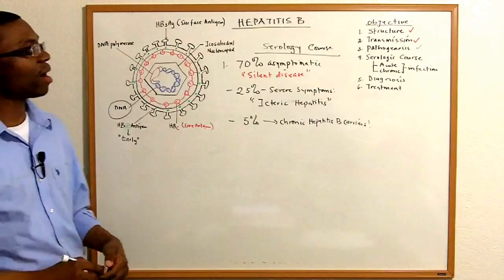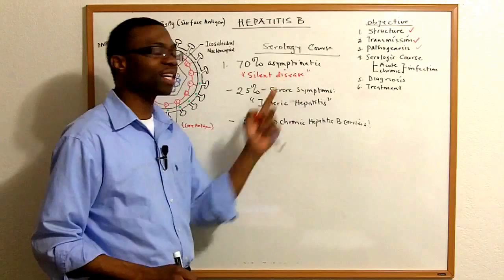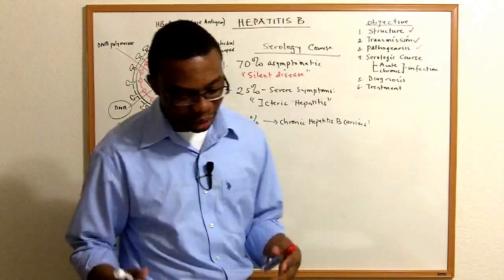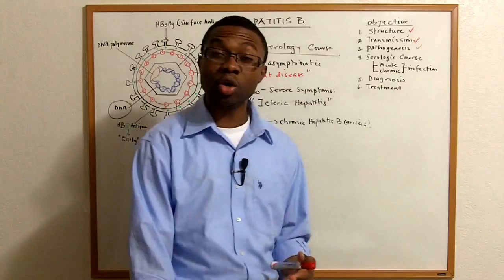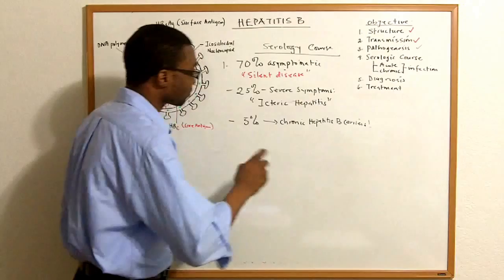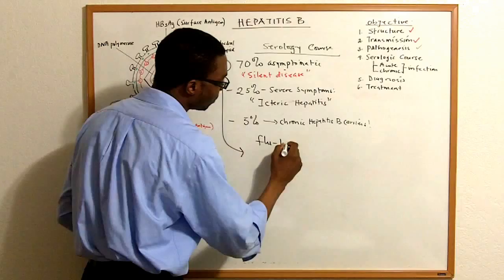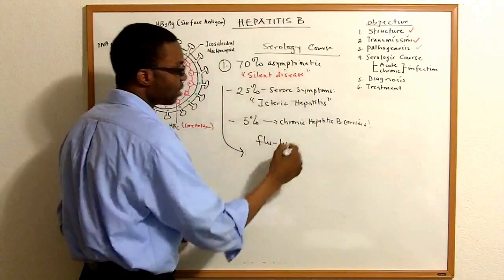Now let's talk about what the symptoms are. When I say 70% of patients that get infected might not know that they have the disease, it's because it always presents like flu-like symptoms. When patients get infected with hepatitis B, it's like a flu. You feel like, I just have a flu. What are the signs and symptoms of flu? Let's go down. For the people that actually have symptoms, they might have mild symptoms, flu-like symptoms, such as what?